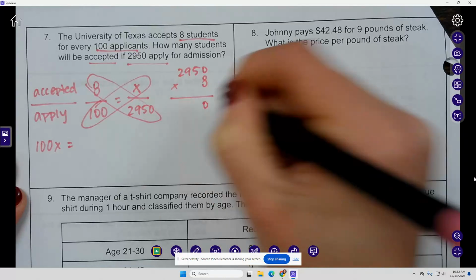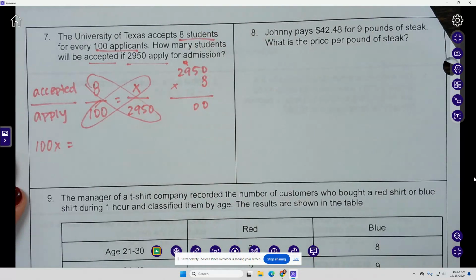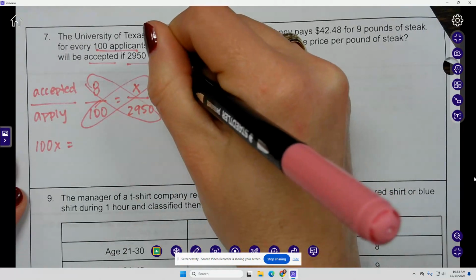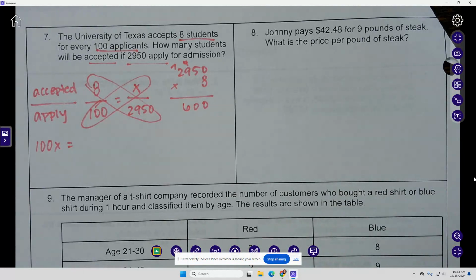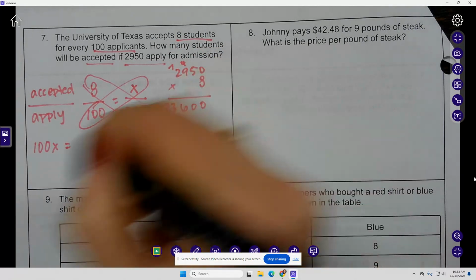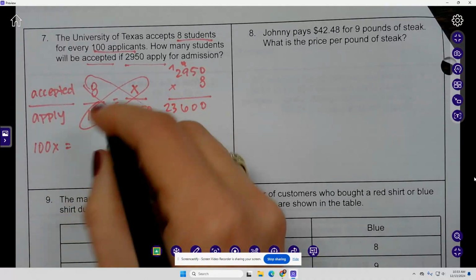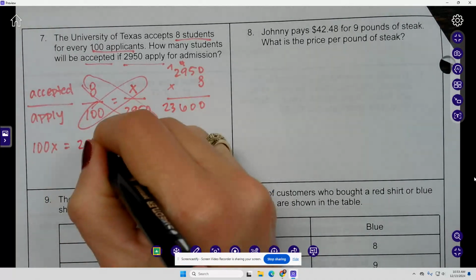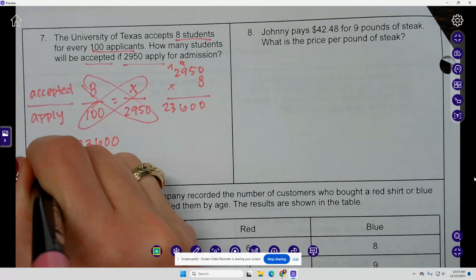8 times 0 is 0. 8 times 5 is 40. 8 times 9 is 72, plus 4 is 76. 8 times 2 is 16, plus 7 is 23. So my equation is 100x equals 23,600. So to solve for x, I'm going to divide by 100.